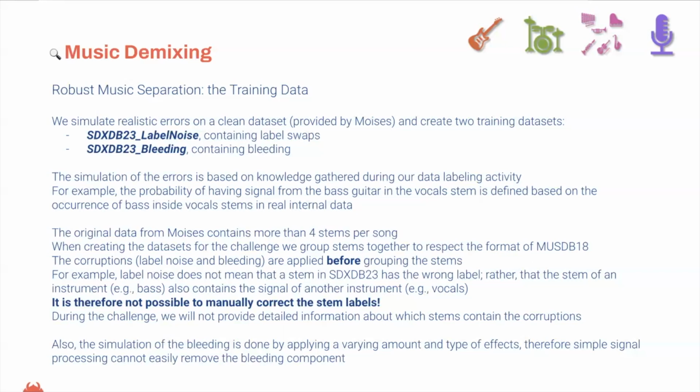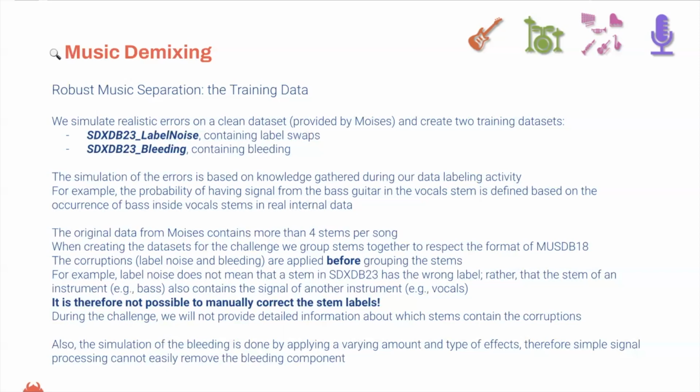And this is easily defined based on the occurrence of bass inside vocal stems in our internal data. So we simply counted the number of times that we had to correct something like that. And as a consequence, we obtained this probability. And the simulation that we did on the Moises.ai respects this knowledge that was gathered.